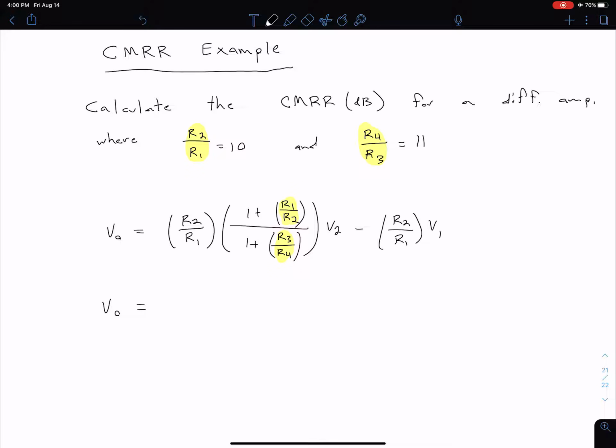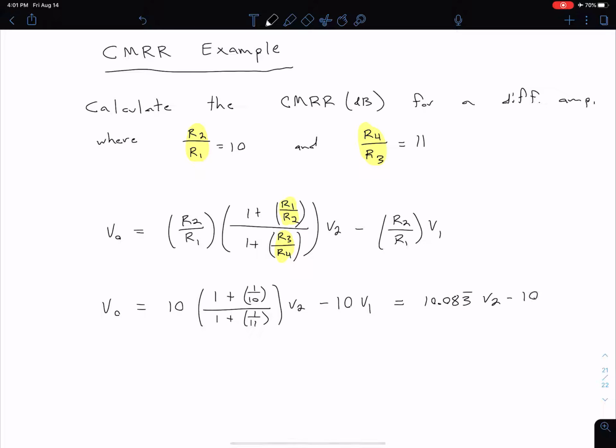So we say R2 over R1 is 10, then we have 1 plus, now R1 over R2 is 1 over 10, and in the denominator we have 1 plus 1 over 11. All of that is multiplied by V2. Then we subtract, so minus R2 over R1 is minus 10, and we still have V1. If we plug that into our calculator, we get 10.083 repeating times V2 minus 10 times V1.